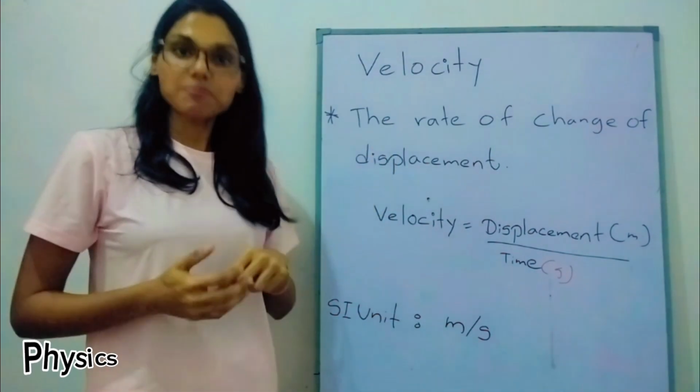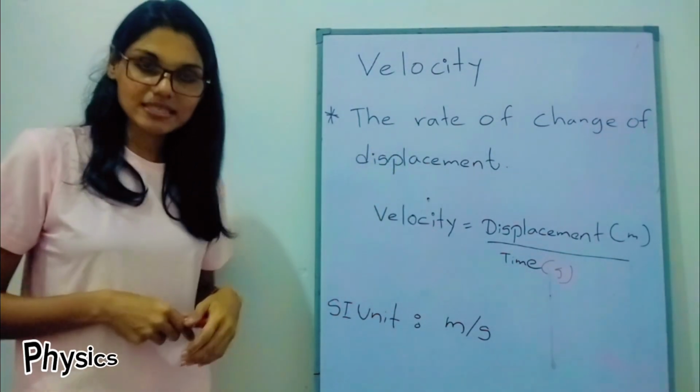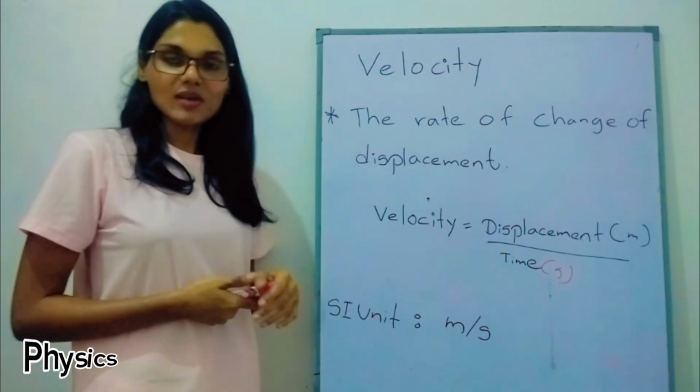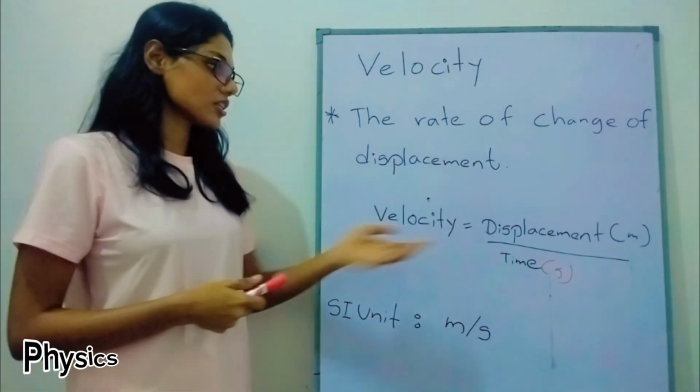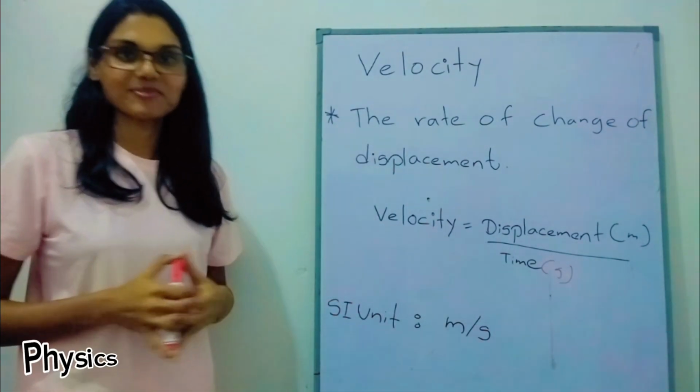For speed we didn't have a direction because for distance we didn't have a direction, but for velocity we have a direction because for displacement we have a direction.